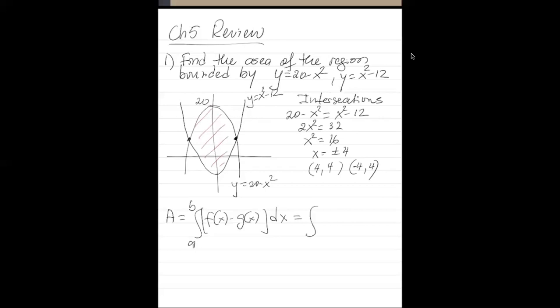So let's substitute here. x is from negative 4 to 4. The graph above is 20 minus x squared. The graph below is x squared minus 12, dx. And it's easy to combine like terms and evaluate: 512 over 3. So you should get a positive number for the area.